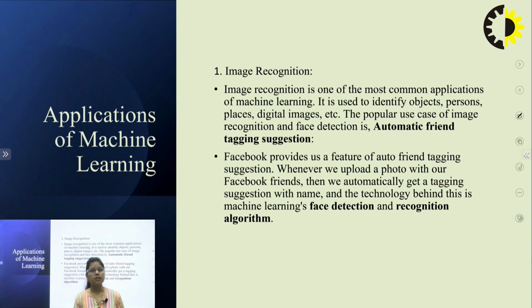Facebook provides us a feature of auto friend tagging suggestion. Whenever we upload a photo with our Facebook friends, we automatically get a tagging suggestion with names. The technology behind this is machine learning's face detection and recognition algorithm.